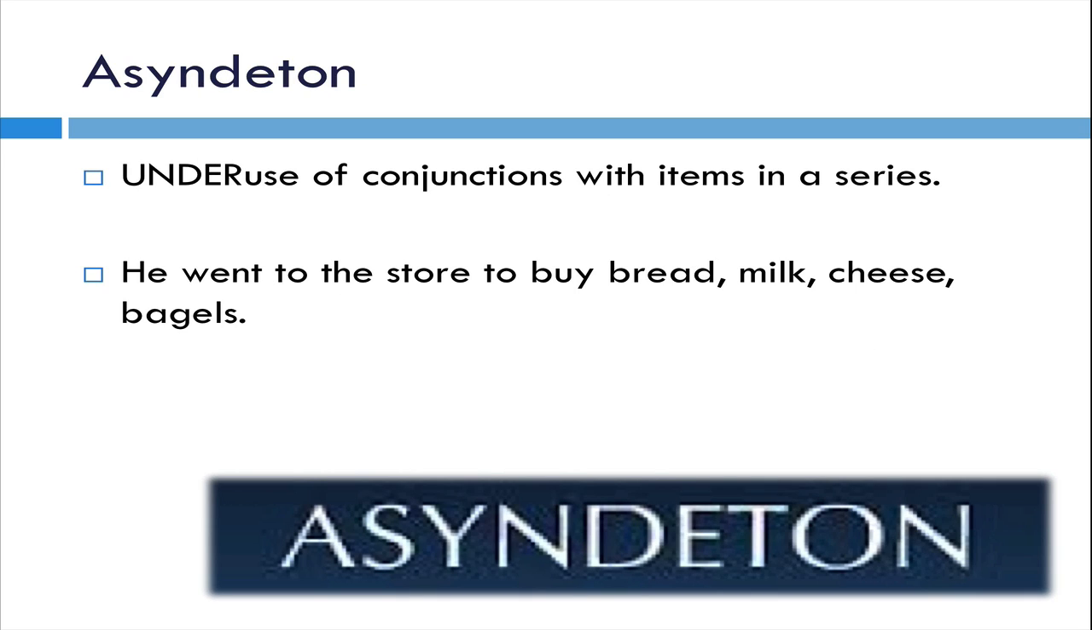Now the other term of our podcast is asyndeton, and this is the idea of an underuse of conjunctions with items in a series. So going back to our example sentence, if we use asyndeton to join them, we have something like this. He went to the store to buy bread, milk, cheese, bagels. So rather than putting an "and" before bagels, we just connected them all with commas. We did not use any conjunctions.